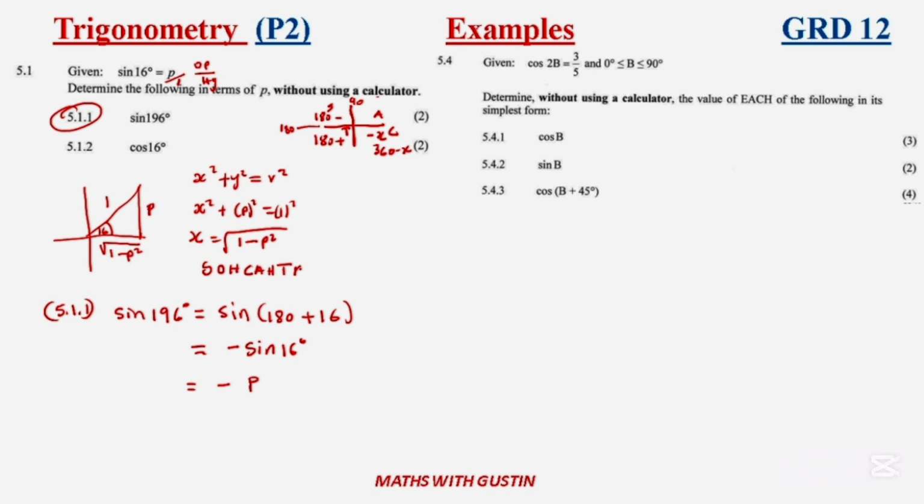And then, guys, please don't forget SOHCAHTOA: sine is opposite over hypotenuse, cos is adjacent over hypotenuse, and tan is opposite over adjacent. There you go, great stuff. Now let's go on to 5.1.2. We have cos 16. Cos 16 is just going to be adjacent over hypotenuse, so it's going to be the square root of 1 minus p squared, all over 1.